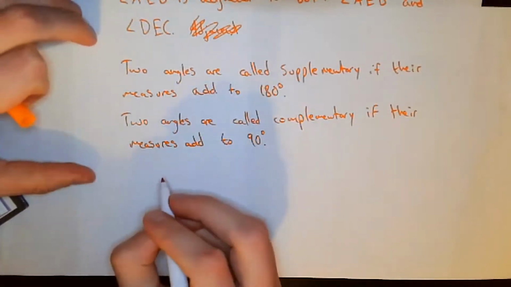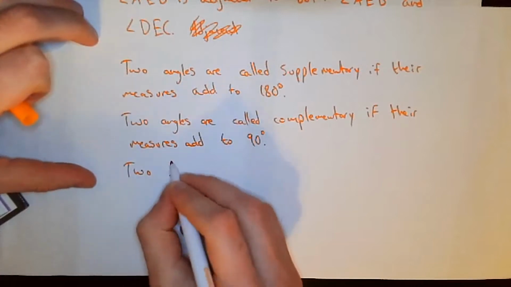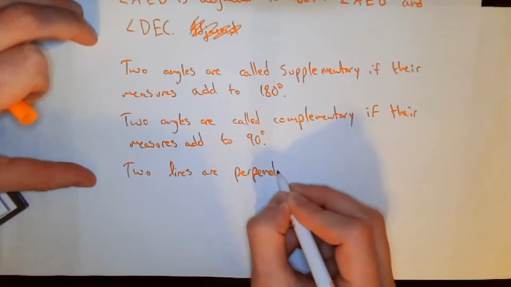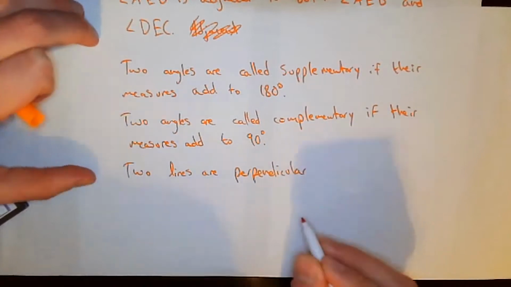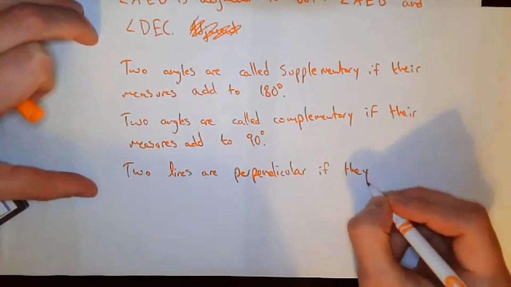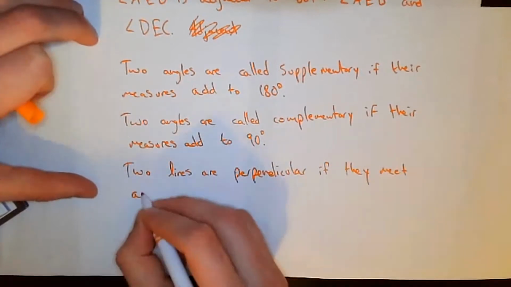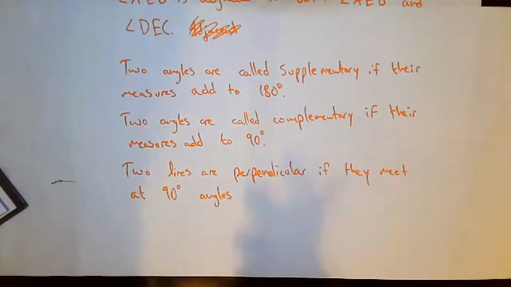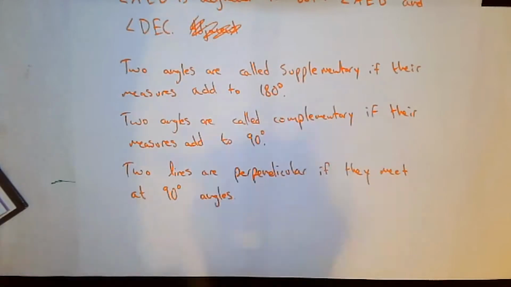Last little definition here. Two lines, probably most of you are familiar with this one or will remember it as soon as I write it down. Two lines are perpendicular if they meet at a 90-degree angle. If the angles at which they meet are all 90 degrees, right angles. All right, now let's do some practice with these new definitions.